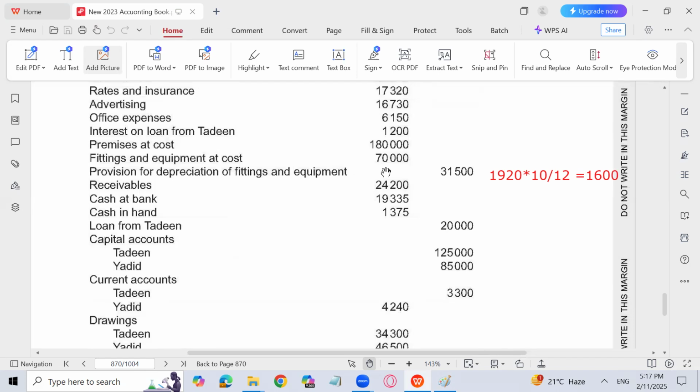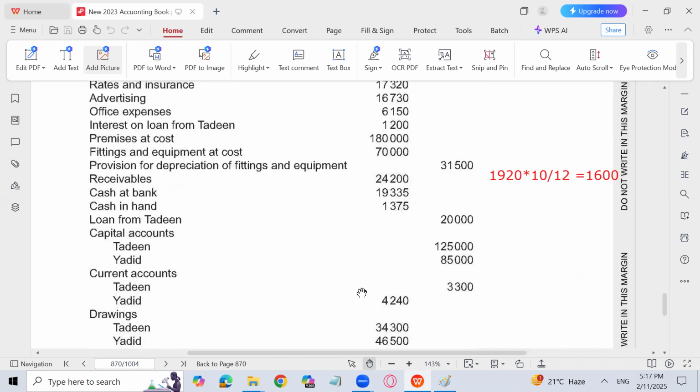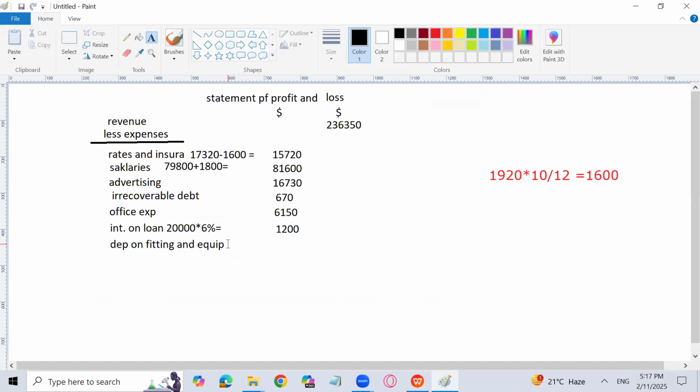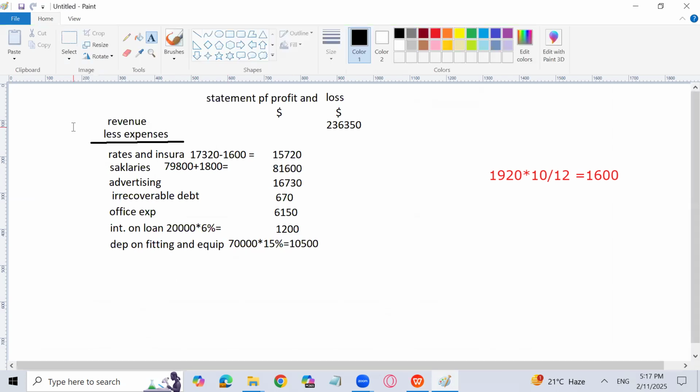70,000 is the amount of fitting and equipment. It is on fitting and equipment. Yes. So 15% of this will be our depreciation. You can calculate and tell it to me. 70,000 multiplied by 15%. How much? 10,500. I will go for the total of expenses and you will find the profit for the year.